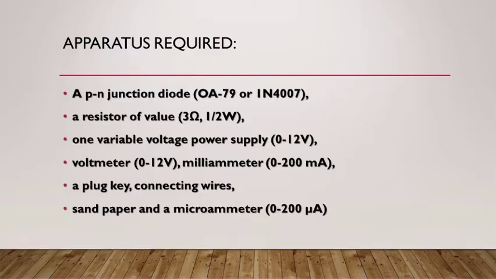And what are the apparatus required? The apparatus are a PN junction diode, resistors of value, one variable voltage power supply, voltmeter, milliammeter, a plug key, connecting wire, sandpaper and a micrometer.